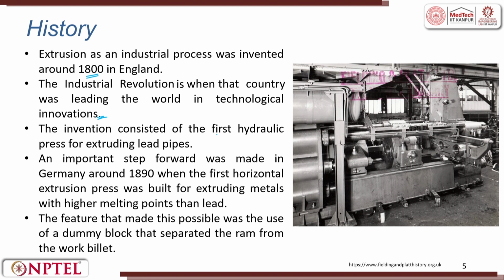The invention consists of the first hydraulic press for extruding lead pipes. An important step forward was made in Germany around 1890 when the first historical extrusion press was built for extruding metal with a higher melting point than lead. Lead is a soft material, so it was extruded first, then harder materials. The feature that made this possible was the use of a dummy block that separated the ram from the wooden block. So, this is how the history went and people started using it.